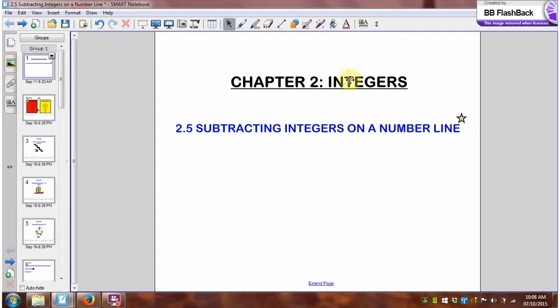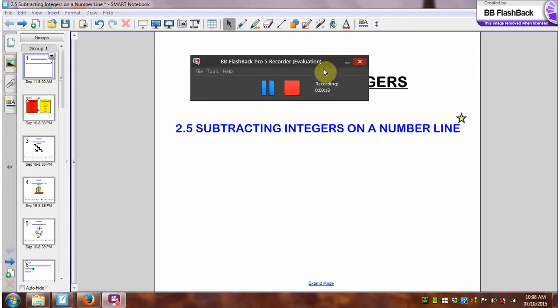Okay guys, today we're going to start section 2.5, subtracting integers on a number line. Make sure you write down this section in your notebook to start these notes, and keep your notes nice and neat. Pause the video and when you have it written down, continue on.